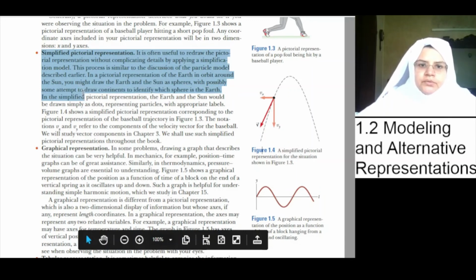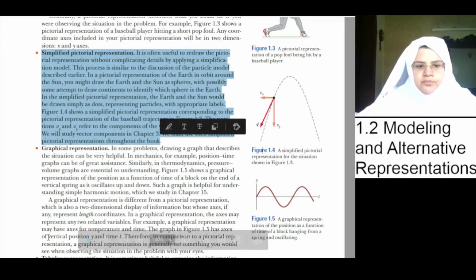In the simplified pictorial representation, the Earth and the Sun would be drawn simply as dots, representing particles with appropriate labels. Figure 1.4 shows a simplified pictorial representation corresponding to the pictorial representation of the baseball trajectory in figure 1.3. The notations Vx and Vy refer to the components of the velocity vector for the baseball. We shall study vector components in chapter 3. We shall use such simplified pictorial representations throughout the book.